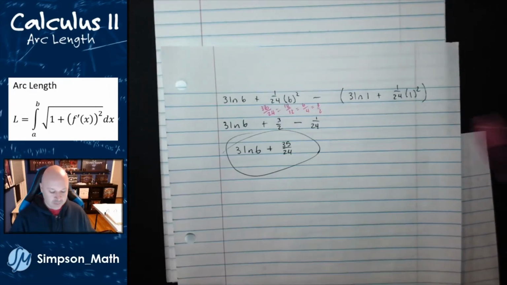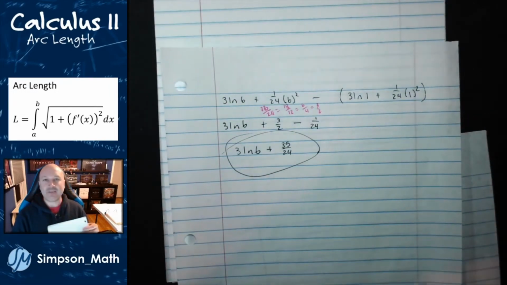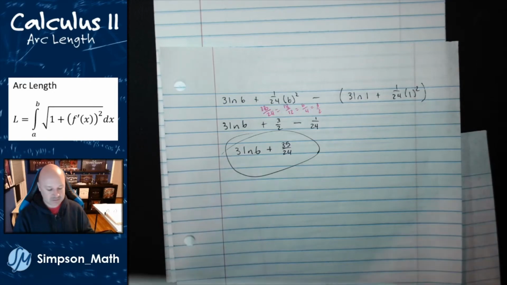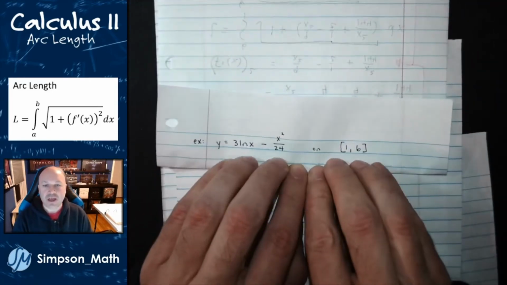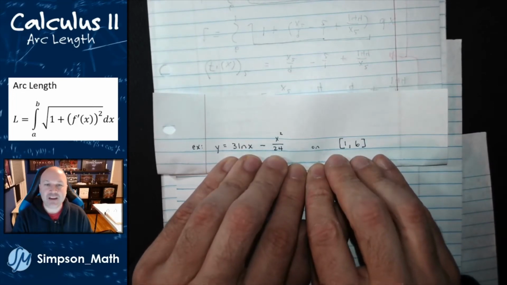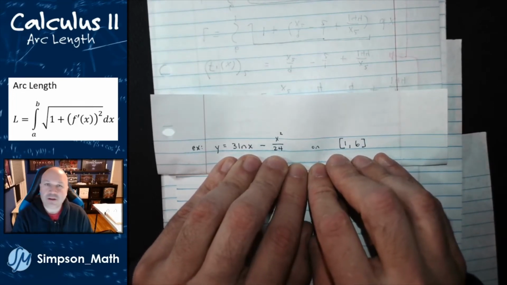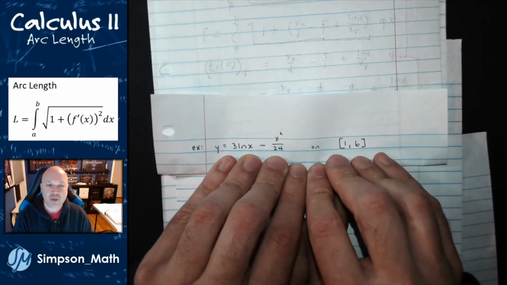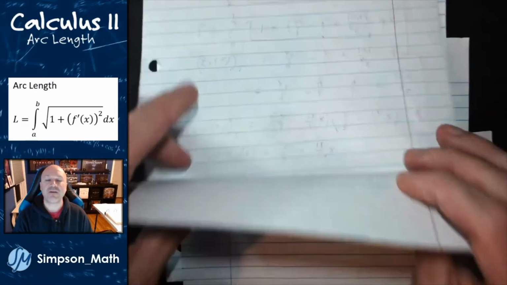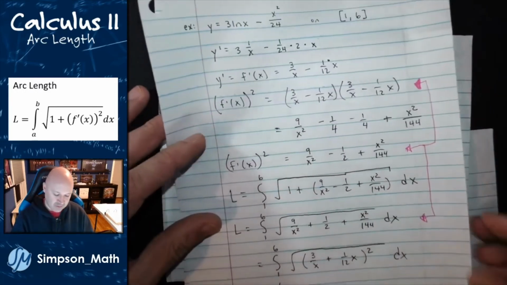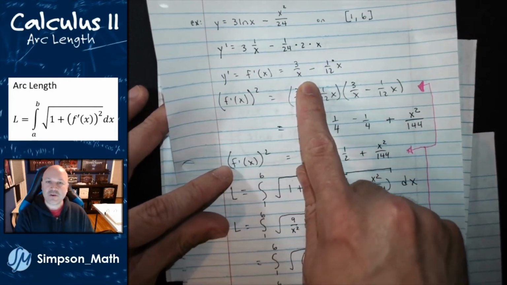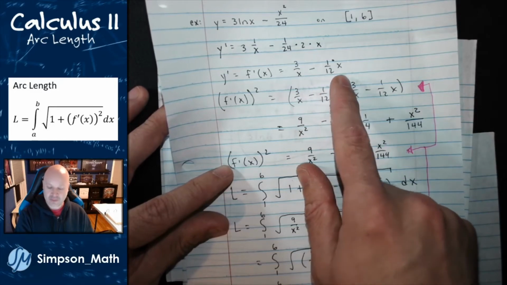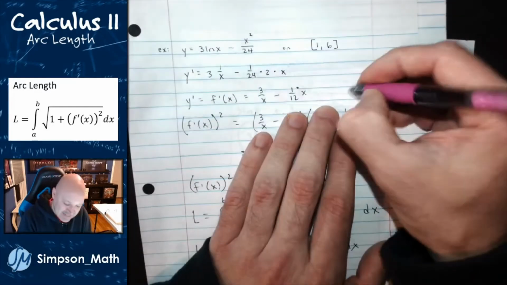All right, let me walk through that one more time real quick. I had a function along an interval. If I want to find the length of that function, well, I simply use the arc length formula written right above me. So I have to find the derivative and square. I think we were all comfortable with that. So I found the derivative, which was 3 over x minus 1/12 x, and I needed to square it.